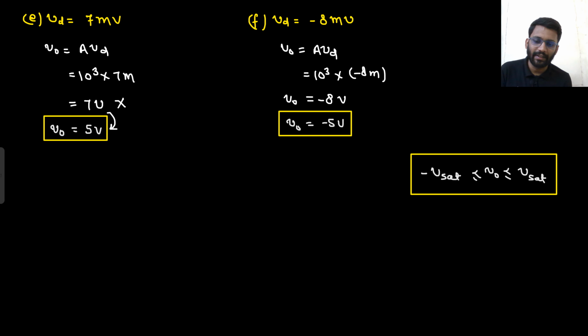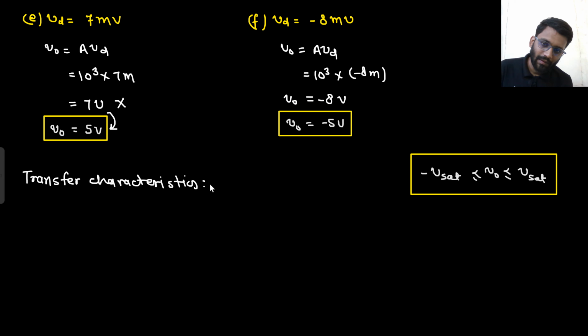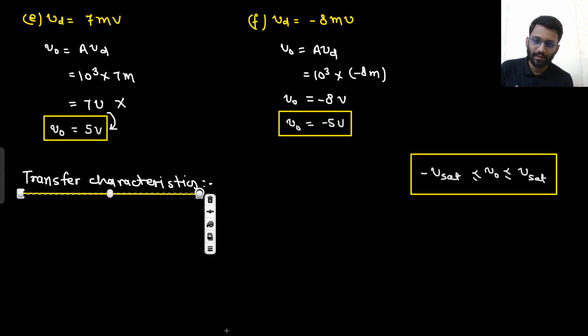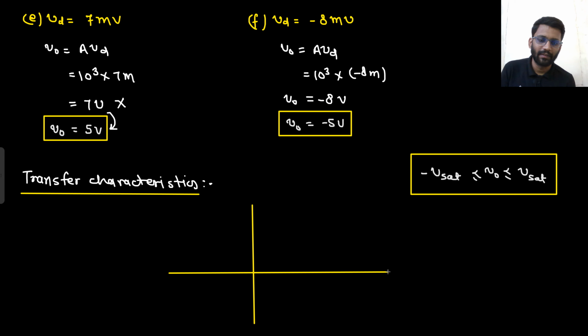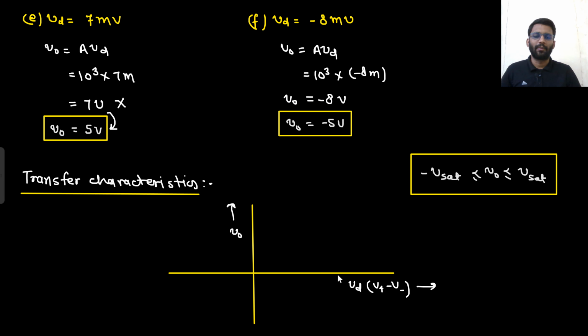So how will you make the characteristics? If I make the transfer characteristics, tell me how it will look like. I am drawing V naught versus Vd. This is your V naught versus Vd. What is Vd? Vd is V positive minus V negative. Positive potential minus negative potential.